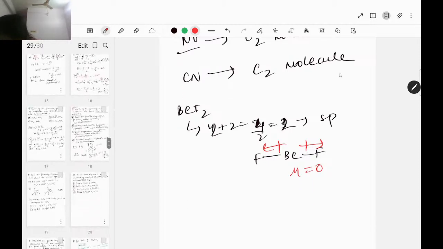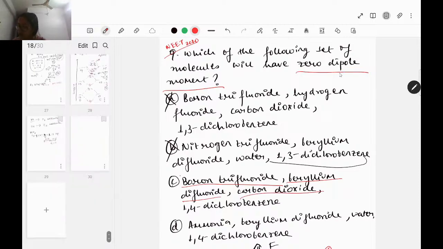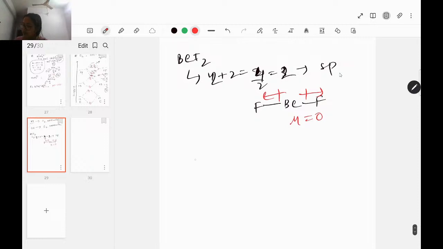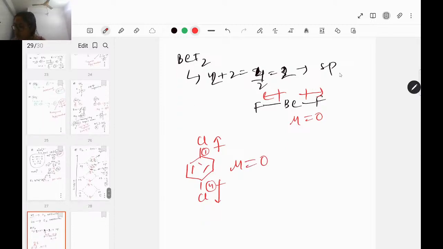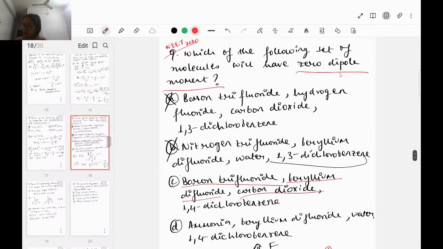Now what do we have? BF3 we have discussed, its mu is 0, beryllium difluoride is 0, carbon dioxide also we have discussed is 0, and 1,4-dichlorobenzene. How does it look? This is a benzene molecule, and the chlorine, if this is the first position, this is the fourth position. So the dipole moment over here and the dipole moment over here are cancelling each other out. The C-Cl dipole moments are cancelling each other out. So the mu is 0. So the third option is the correct one.